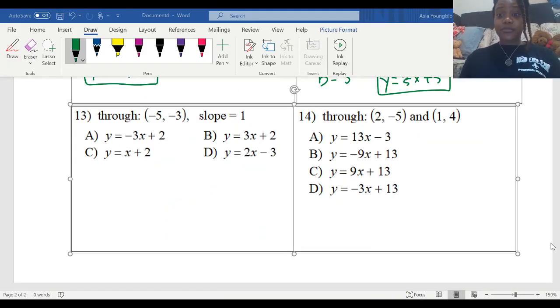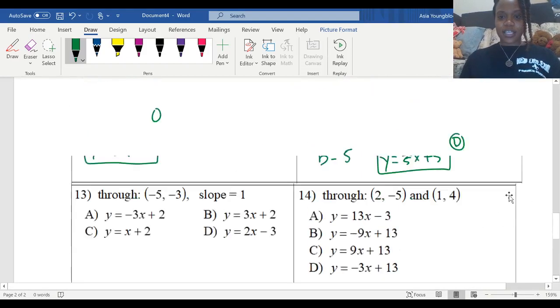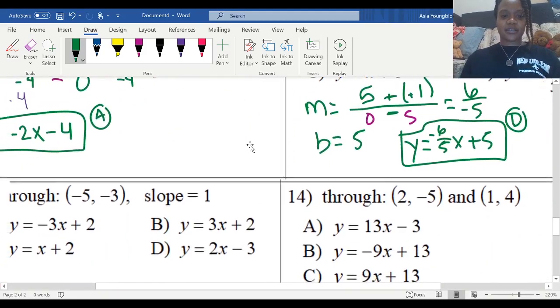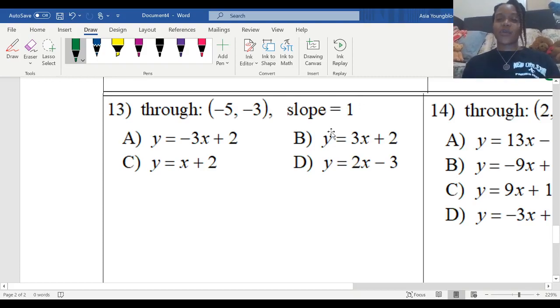In this next pair of problems, we are still being asked to write the equation in slope-intercept form for the function that fits these characteristics. For these next two, we're given the information a little bit differently. For 13, they just tell us what the slope is, and we're given a point. So the only thing that we're missing is the y-intercept. So we have to use the given point and the slope to work backwards and find our y-intercept.